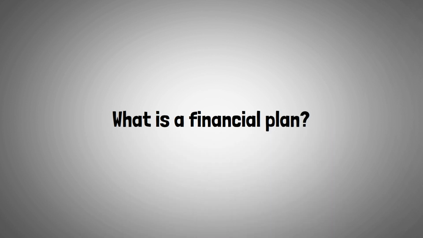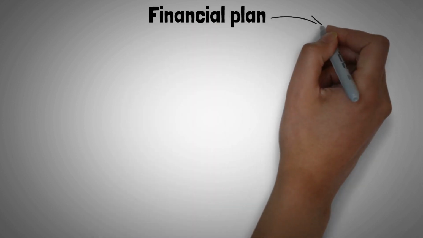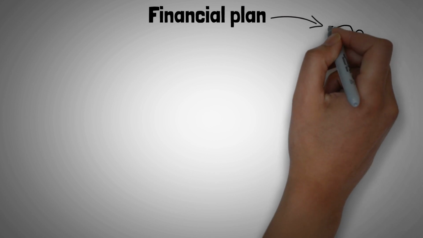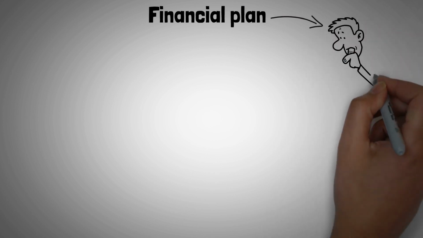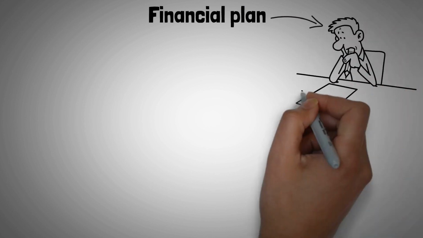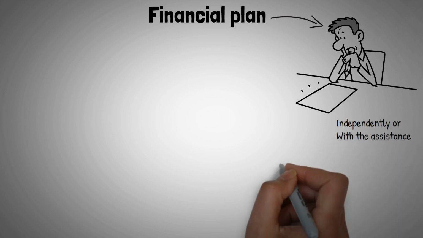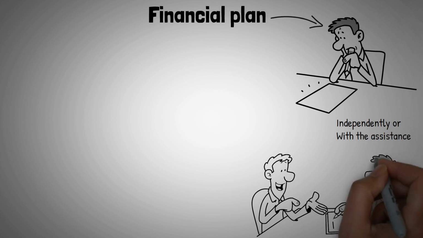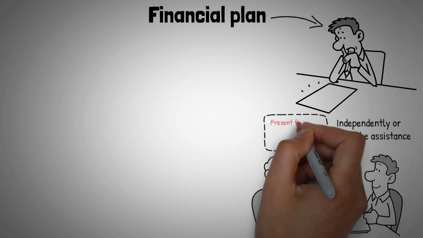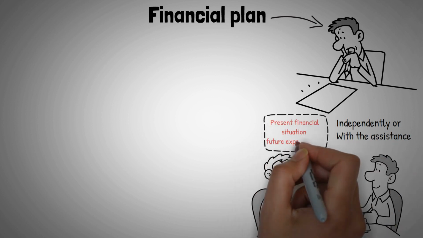What is a financial plan? A financial plan is a written description of a person's current financial condition, long-term financial objectives, and plans for achieving those objectives. A financial plan can be made independently or with the assistance of a professional financial planner and begins with a detailed assessment of the person's present financial situation and future expectations.